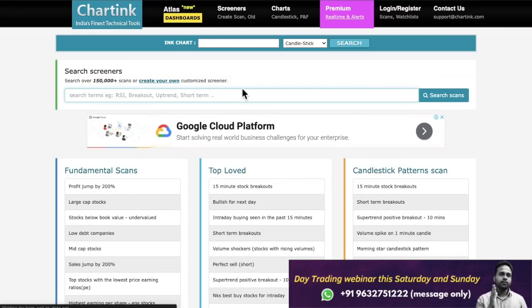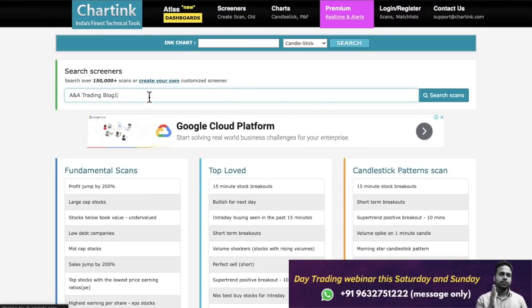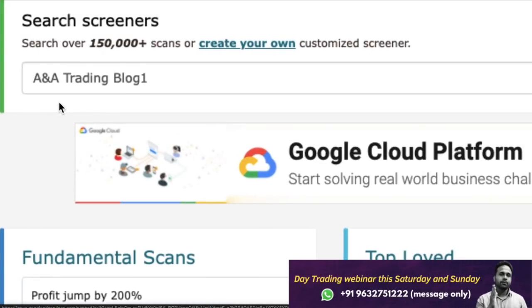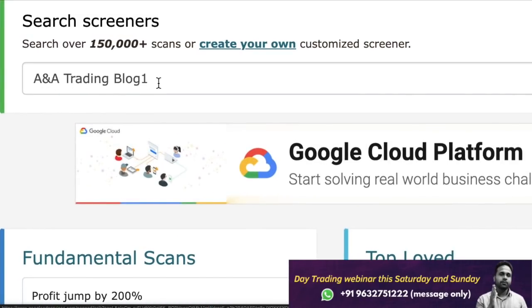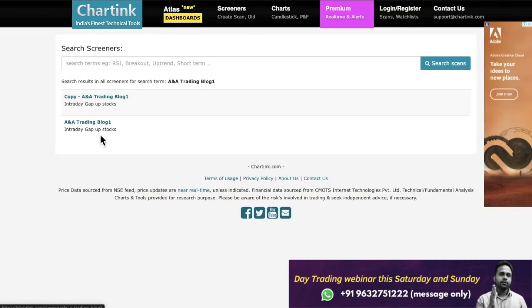Now traders, all the three stocks which I showed as example was picked up by the scanner which I created. First go to chartink.com and here click on scanners, and here you search for A Trading Blog 1. So I'll just zoom in and show it to you. A Trading Blog 1. When you click on search for scan, you will find this. This is the one which you need to select.